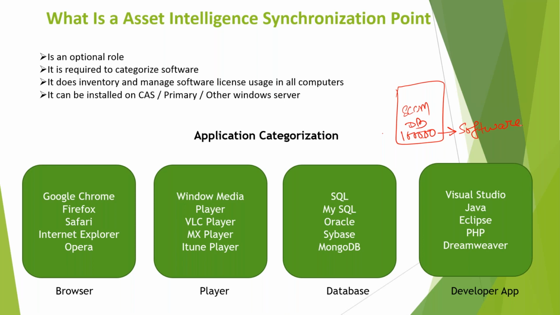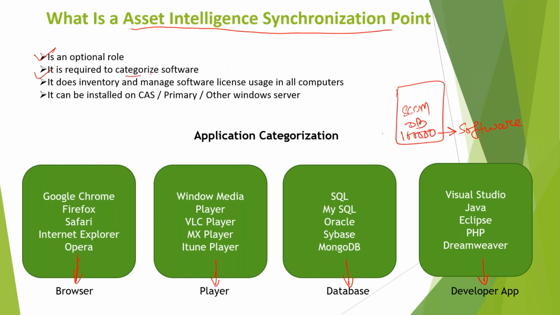Okay, now who will categorize the software? It will be difficult for you to do manually. Manual categorization is not possible. So we need somebody who will do the categorization automatically. So this is the guy, asset intelligence synchronization point. It will help you to categorize software. So some software will fall under the browser category like this. Some software will fall under a player category. Some software will fall under a database category. Some software will fall under the developer category. There will be many categories. These are just examples. Okay, so it is an optional role.